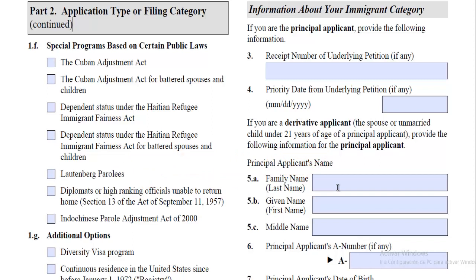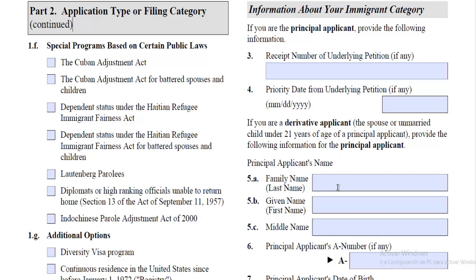The underlying petition asks for your I-130, I-140, I-360, I-526, and all the petitions that a sponsor has filed for you. You're looking for the receipt number that USCIS put on your I-797 approval notice. But if you're filing your petition at the same time as the I-485, in a few categories of people, such as the spouses of U.S. citizens who entered the U.S. lawfully, you are allowed to do the concurrent filing and leave that blank.